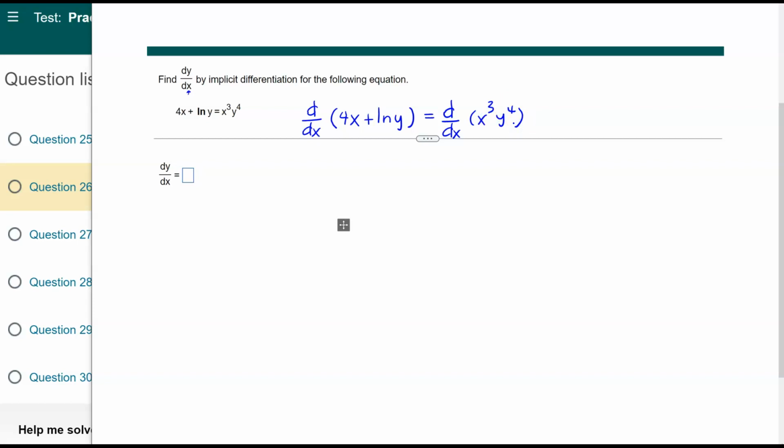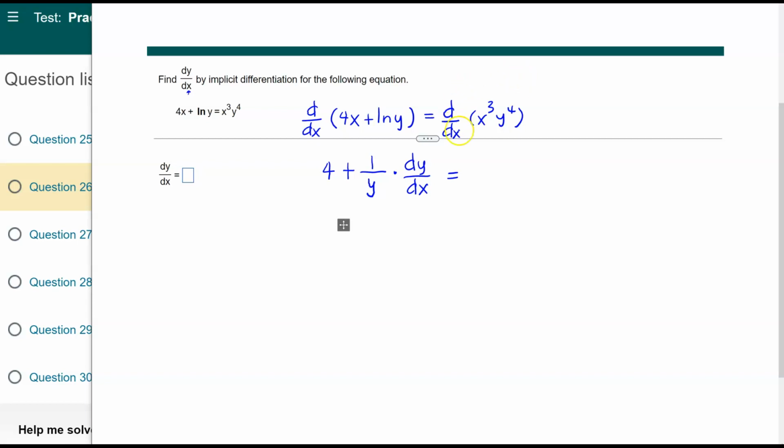Then you distribute, so this side here to differentiate that, you just have to differentiate each term. So you have 4 and the derivative of x with respect to x is just 1 plus then the derivative of ln y. The derivative of ln u is 1 over u, so 1 over y, times the derivative of u, in this case y, with respect to x. So dy/dx.